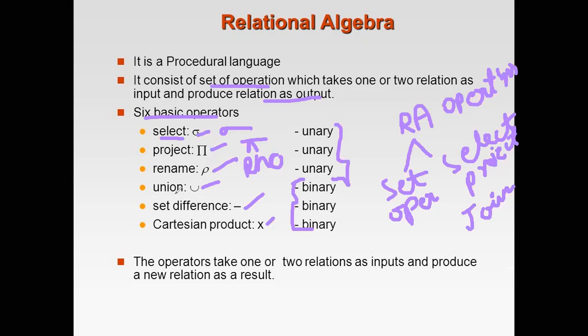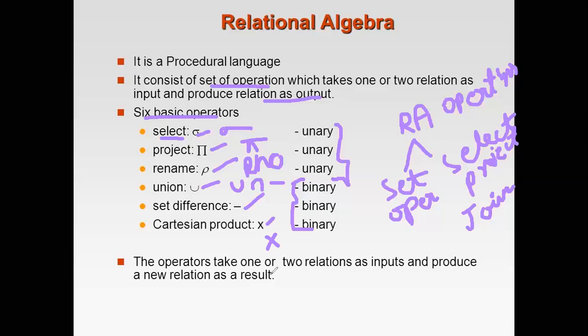And whenever we want to perform the set operations, what are the set operations? Union, intersection, and set difference or minus. For union we use this symbol, for intersection we use this, and for set difference we use the minus symbol. Then we have the Cartesian product, which is just joining two relations without any condition. For that we use the cross symbol. So these are some of the basic operators we have in relational algebra, which we will be discussing in detail in the coming slides.